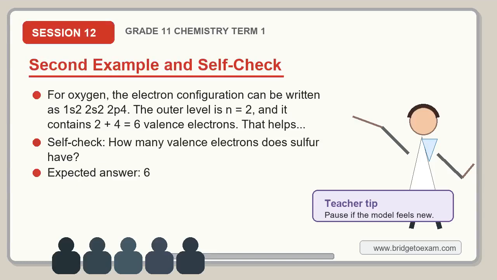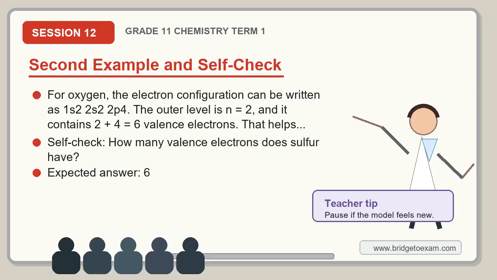Here is a second example. For oxygen, the electron configuration can be written as 1s2, 2s2, 2p4. The outer level is n equals 2, and it contains 2 plus 4 equals 6 valence electrons. That helps explain why oxygen often forms 2 bonds or an O2- ion.